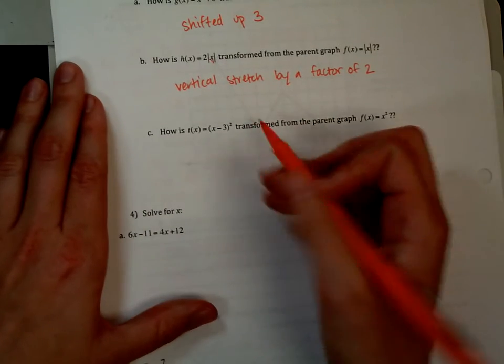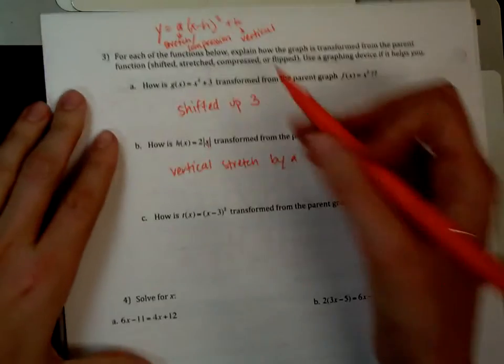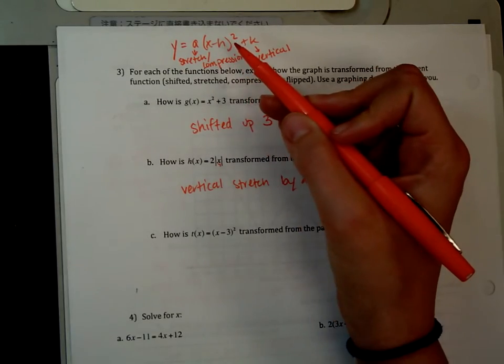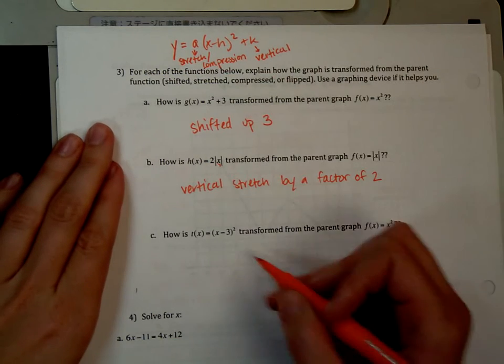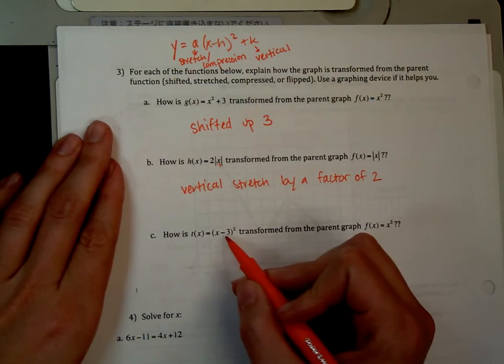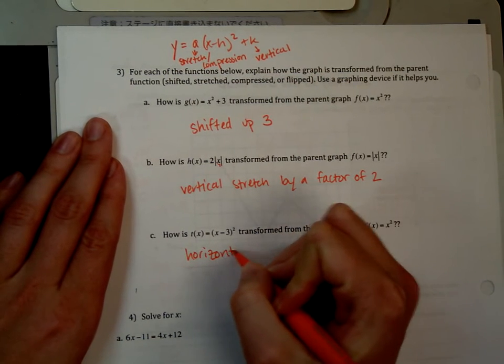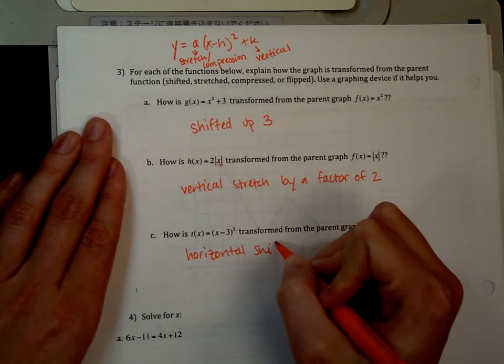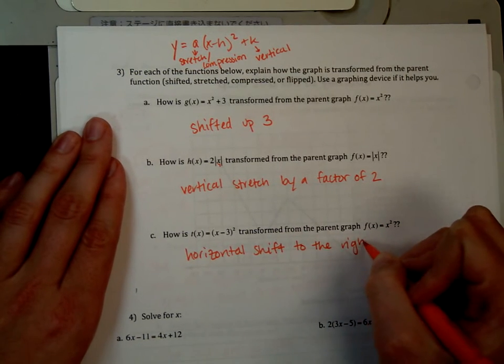Here I notice that the minus 3 is inside the parentheses, just like minus h. So that tells me that this is going to be a horizontal shift, and it's going to shift to the right. So it's a horizontal shift to the right, 3.